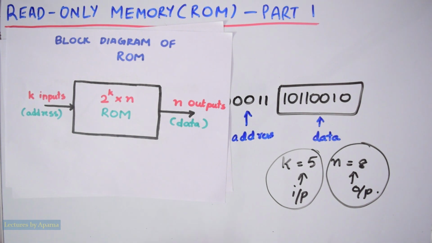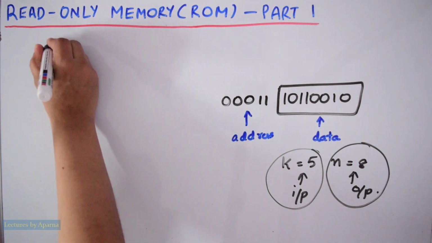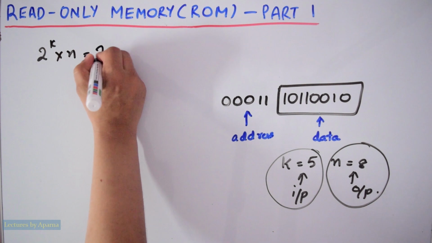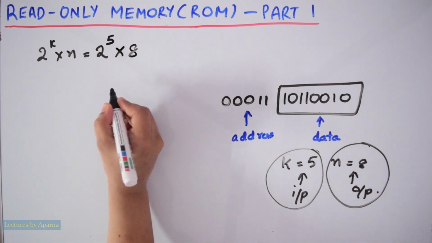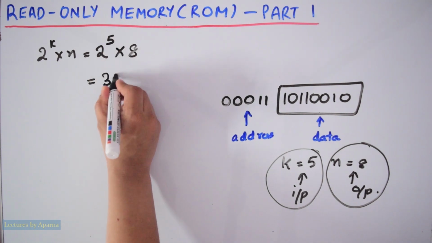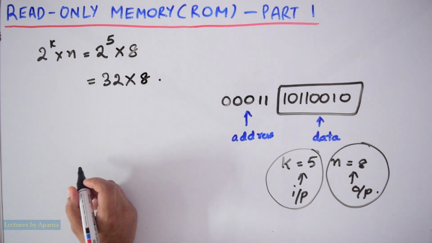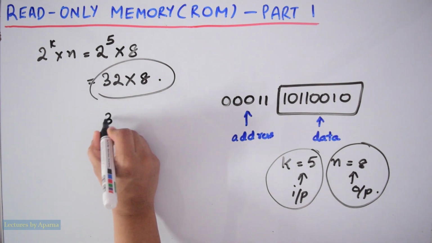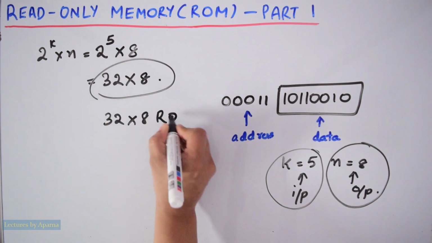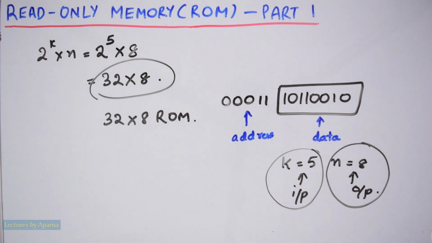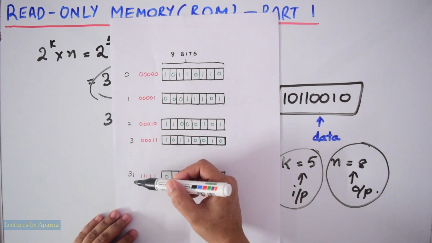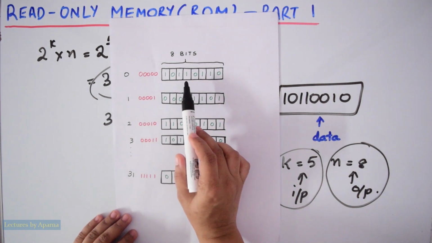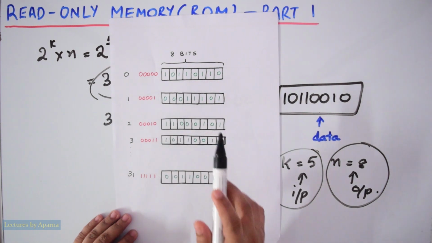So 2 raised to k by n is equal to 2 raised to 5 by 8, which is equal to 32 by 8. So this is a 32 by 8 ROM. Means there are 32 memory locations in it. Like this, there are 32 memory locations and each memory location stores 8-bit data.